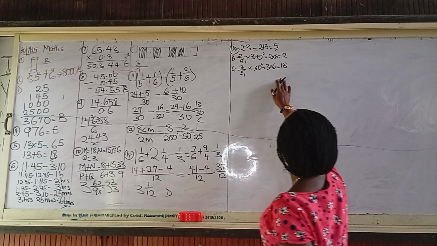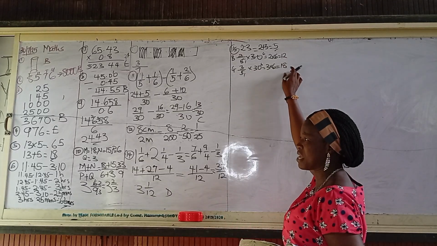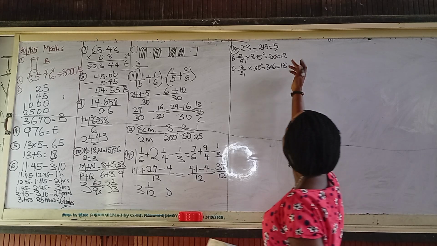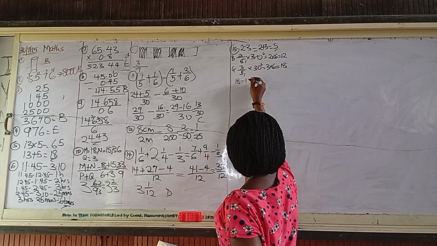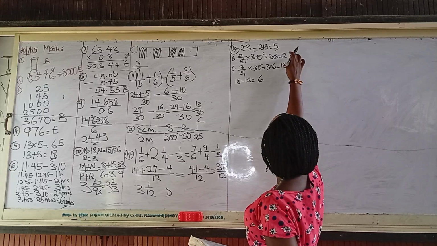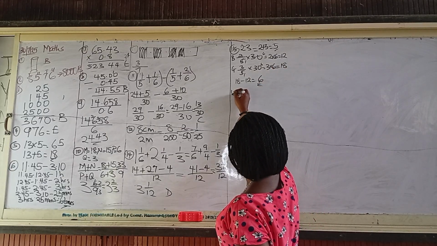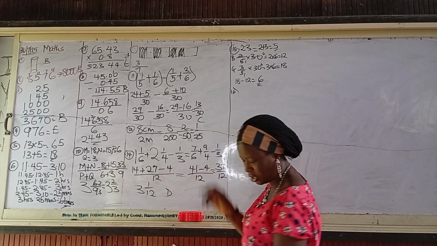So the question now is, how many numbers are we going to add to boys to make the equal number with girls? That would be 18 minus 12, which is equal to 6. So 6 must be added here to have 18. So now to number 16 question.